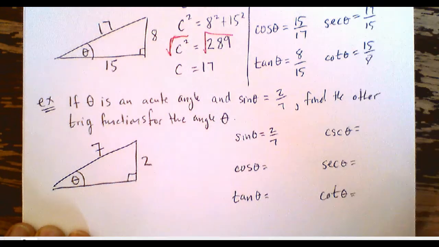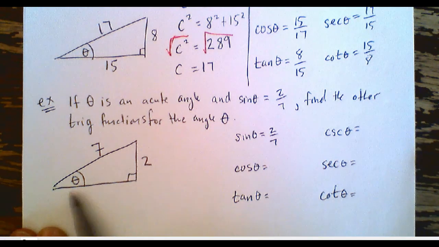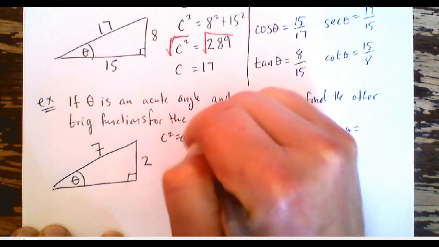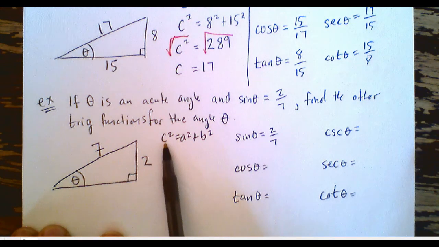We'll just fill in the fractions as we go. So before we do that, we need to know that last side. We can find that by using the Pythagorean Theorem. So Pythagorean Theorem, c squared equals a squared plus b squared. We call c the length of the hypotenuse.